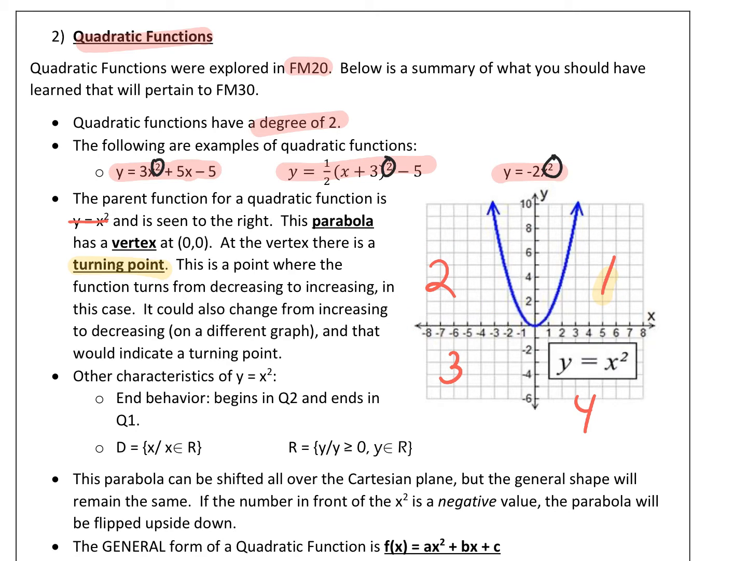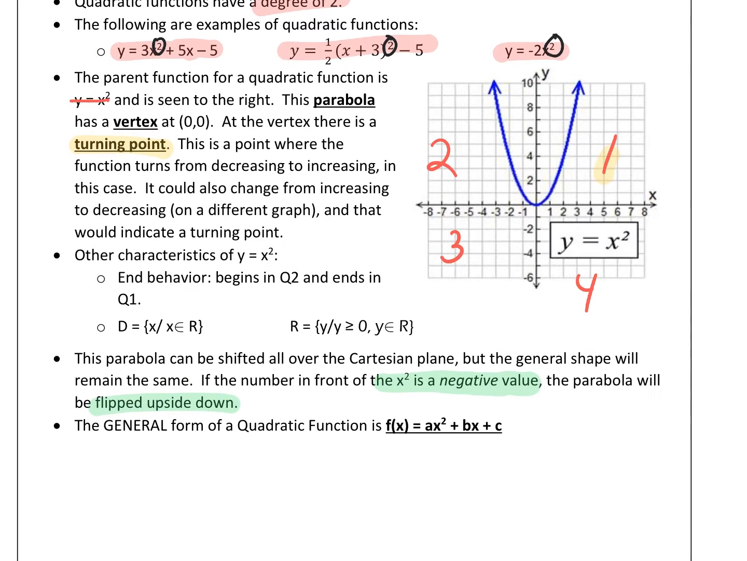So parabolas can be shifted all over the Cartesian plane. You can move them up, down, side to side. But what we do know is that the general shape is going to remain the same. The one thing that you hopefully remember is that the number in front of the x squared determines whether it is concave up or concave down. So if we are graphing the function that is a negative x squared, then that parabola is going to be flipped upside down. It's going to be opening downward instead of upward.